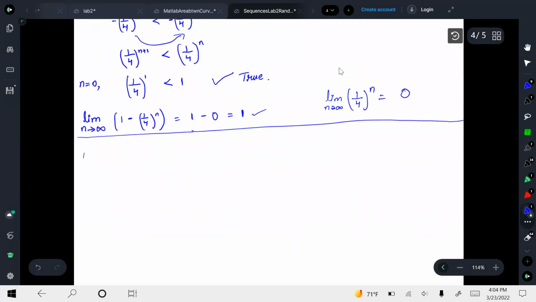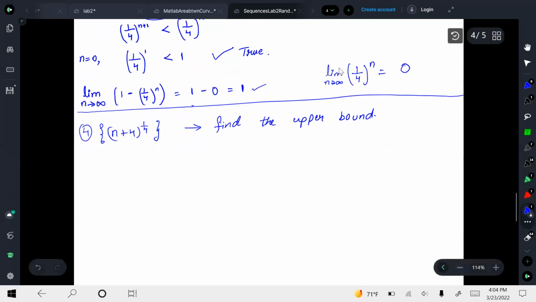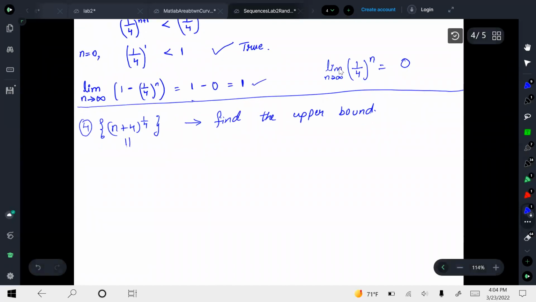Okay, now example number 4, we have a sequence (n plus 4) to the power of 1 by 4, and you need to find its limit or find the upper bound. I will leave this example to you. You don't have to include this in the assignment. You can work on this if you wish to do that. You might have a similar problem in your lab manual. Now, I will give you the answer for this problem: it is 1.